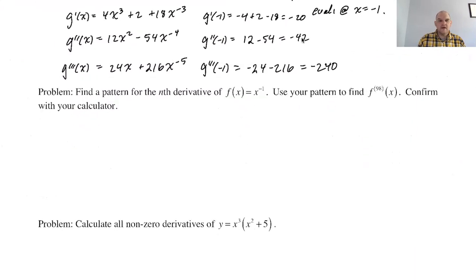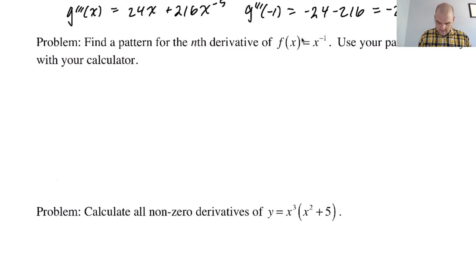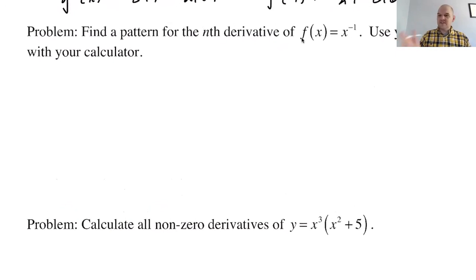We did it. Find a pattern for the nth derivative of x to the negative 1st. Use your pattern to find the 98th derivative. Okay, so that's what that means, the 98th derivative. So we definitely want to find a pattern here. So I'm going to make a table. This table, when you take calc 2, you will recognize. You probably won't remember this, but if you do, you'll recognize it.